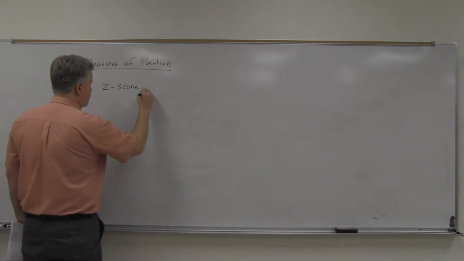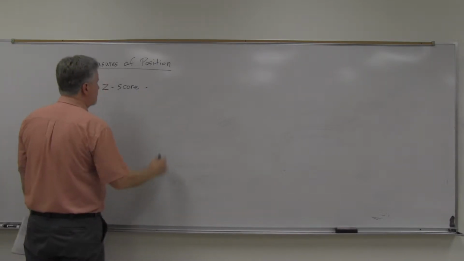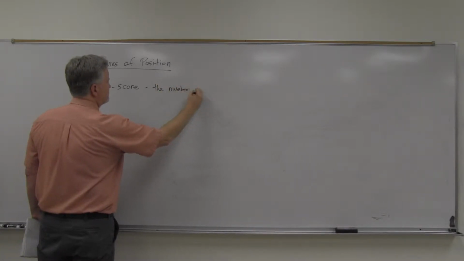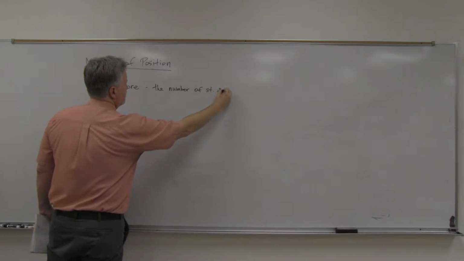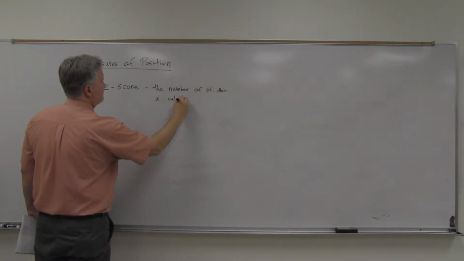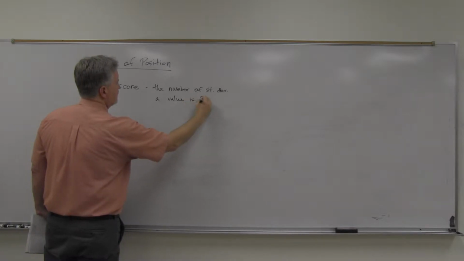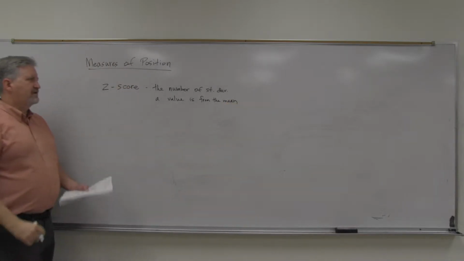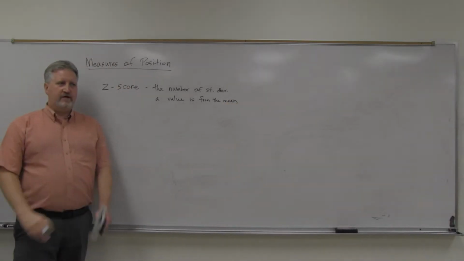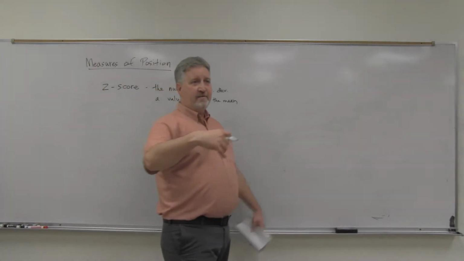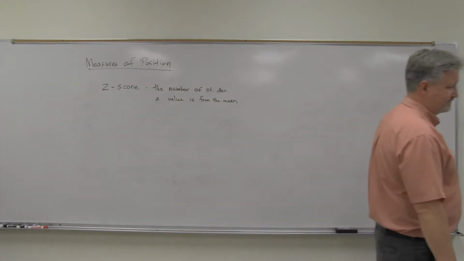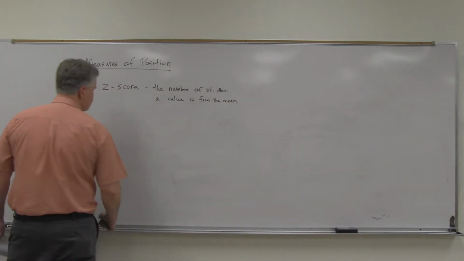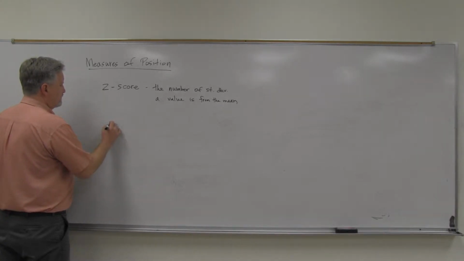And what it is, the z-score, it's the number of standard deviations a value is from the mean. So it's not just the deviations from the mean, which we talked about just a second ago. It's the number of standard deviations from the mean. Okay, and so if we have some easy ones, we can do those pretty.